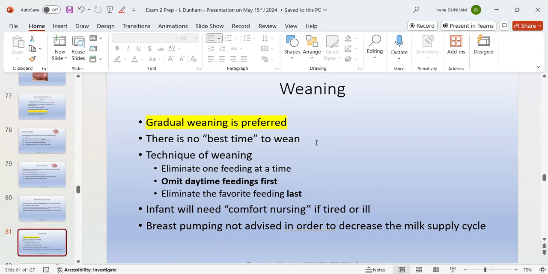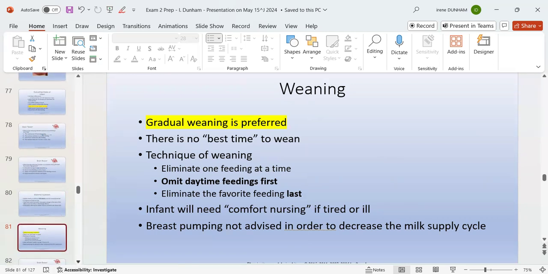One feeding. And they say to omit the daytime feedings first and eliminate the favorite feeding last. Usually, the nighttime feeding is also referred to as comfort nursing. You want to eliminate that one last, because that's a special time between mom and baby. It's usually in the evening, or especially if the infant is overly tired or not feeling well, he needs that extra comforting. That's the last one you're going to wean off. And it's not easy to wean off the baby, is it? If you ever breastfed, it's kind of hard on both mom and baby.